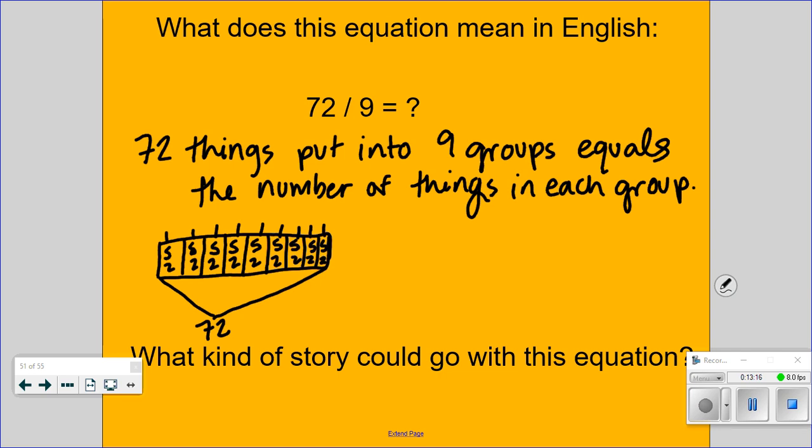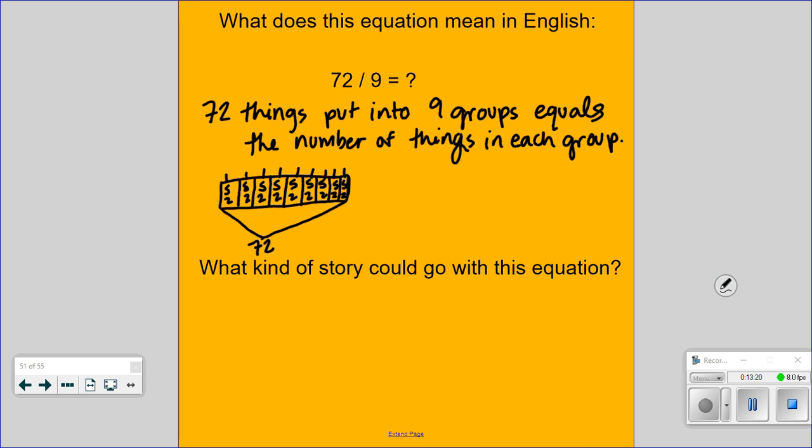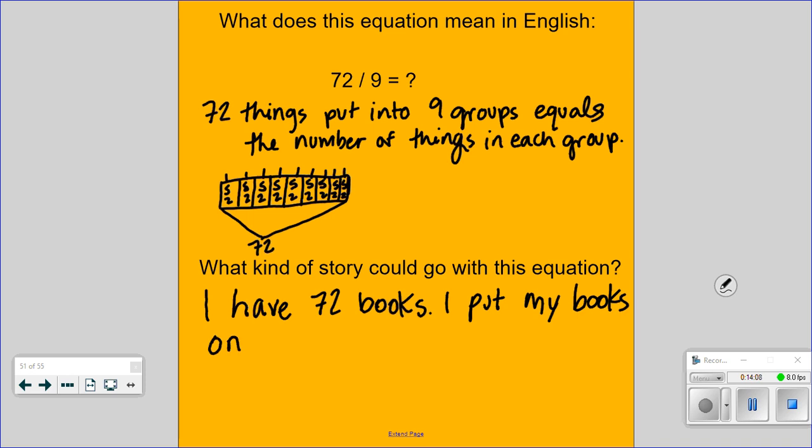All right, what kind of story could go with this? What kind of story would go with this kind of problem? Brayden, you want to give it a go? Yeah. Go for it. I have 72 books. I sort them into 9 groups. How could I sort a book without using the word groups? Box. So I could use box? Could I use maybe shelves? I put my books on 9 shelves. Shelves. Okay, keep going.